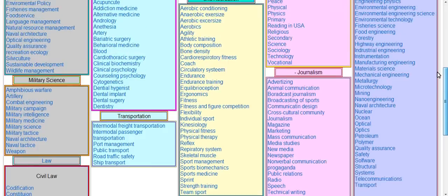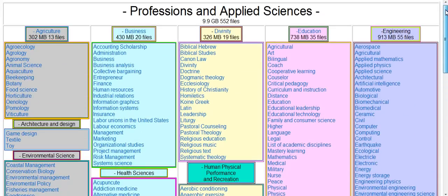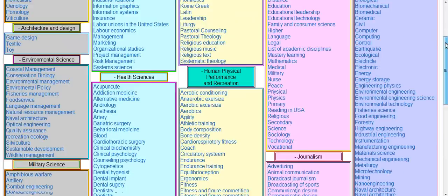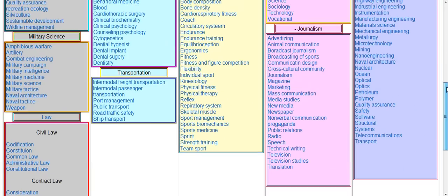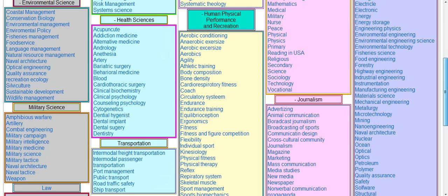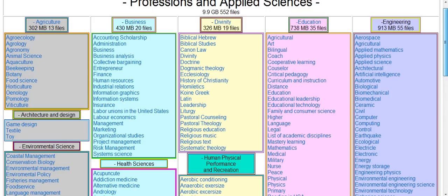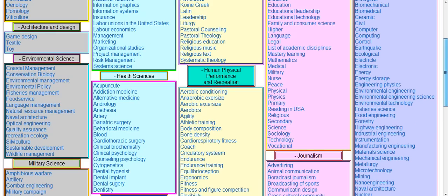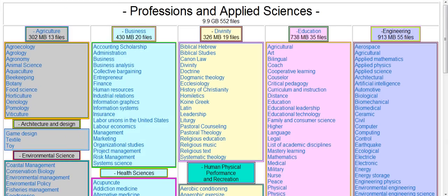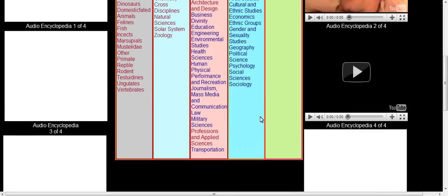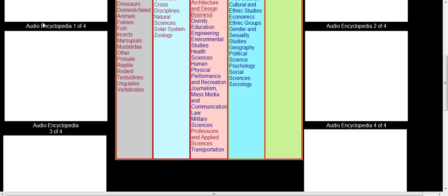Civil law, contract law, equity and trust law is under the law. Military science is a pretty big one with all the different kinds of sciences. Engineering is big. Education is big: distance education, educational leadership, educational technology, family and consumer science. Then you have journalism, divinity, human physical performance and recreation, business, health sciences, transportation, agriculture, architecture and design, environmental science. So there are lots of kinds of laws, like criminal law, administrative law. Maybe somebody can be in everything. Make it a little bit more interesting. But if you wanted to look at it all by itself, that's business. That's all the different kinds of businesses.